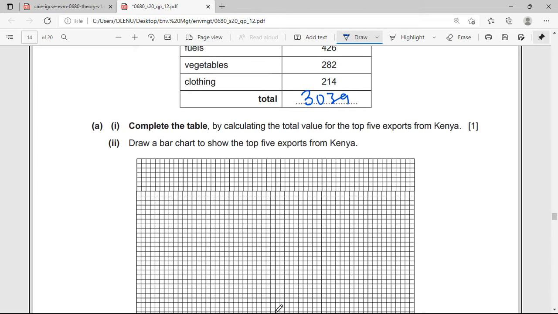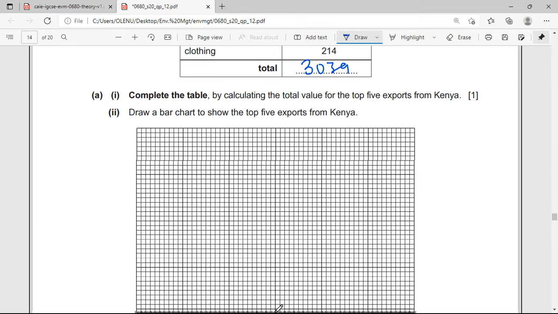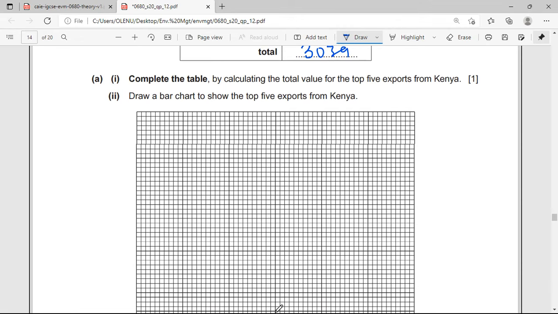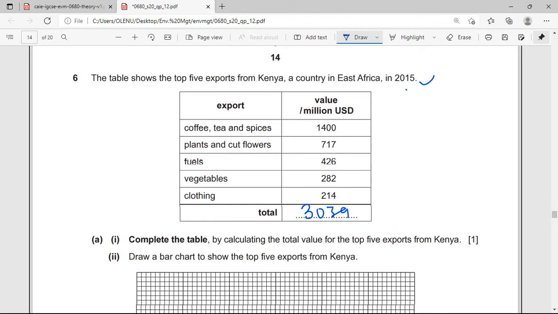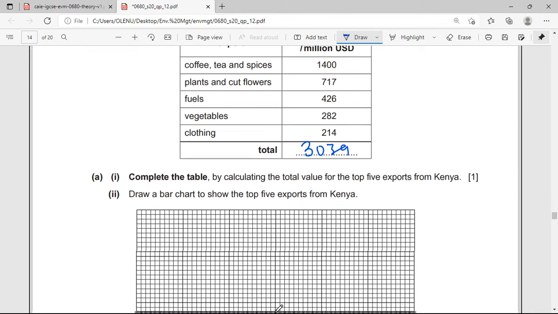Now draw a bar chart to show the top 5 exports from Kenya. Now I usually tell my students it's easy. When you have a table like this, first is your key. You'll be marked based on your scale, your axis label, and how accurate you are. So first, usually the first column is your X and this will be your Y axis. So my X will be export and my Y will be value per million USD. So I will just come down.